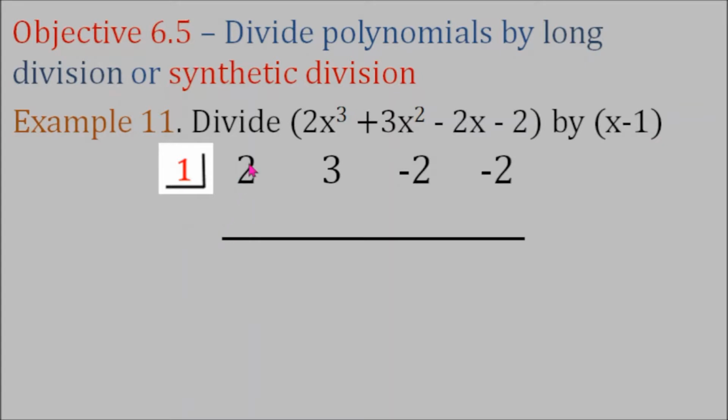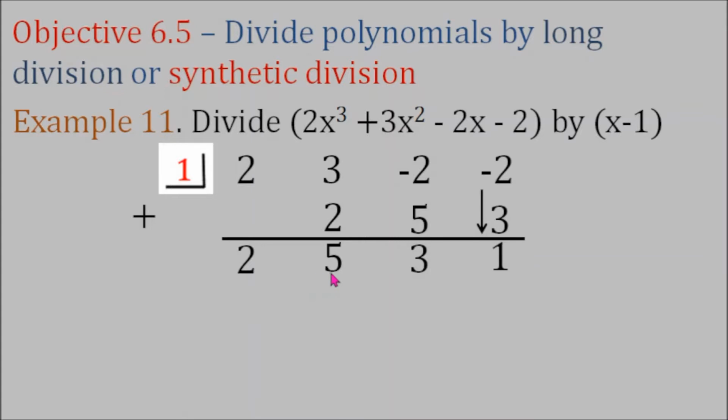Okay, then the first thing we are going to do is bring this first number down. Then multiply. 1 times 2 is 2. Write the answer here. Then add. 3 plus 2 is 5. Then multiply again. 1 times 5 is 5. Write the answer here. Then add again. Negative 2 plus 5, that's 3. And then 1 times 3 is 3. Write the answer here. Then add again. So negative 2 plus 3 is 1.